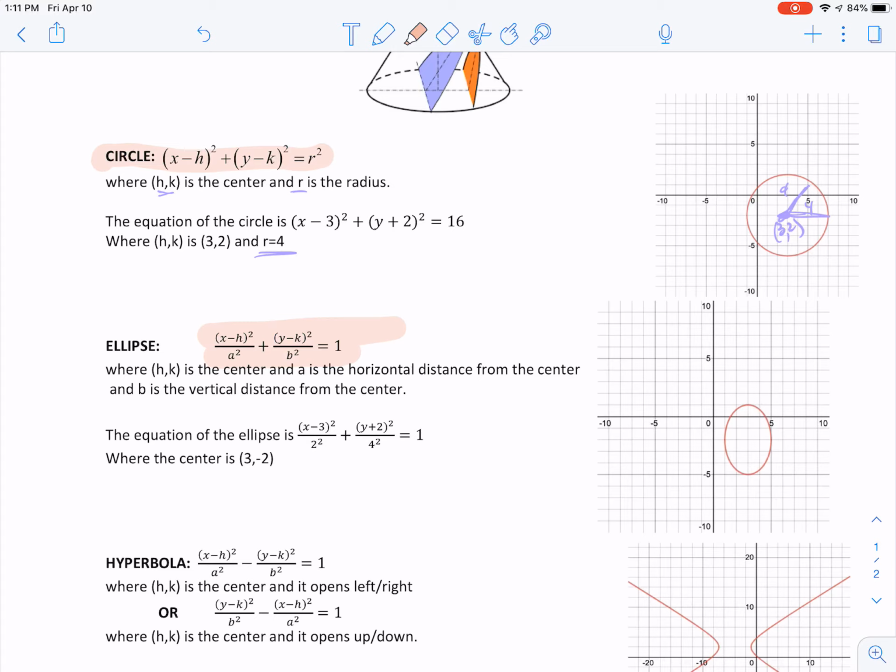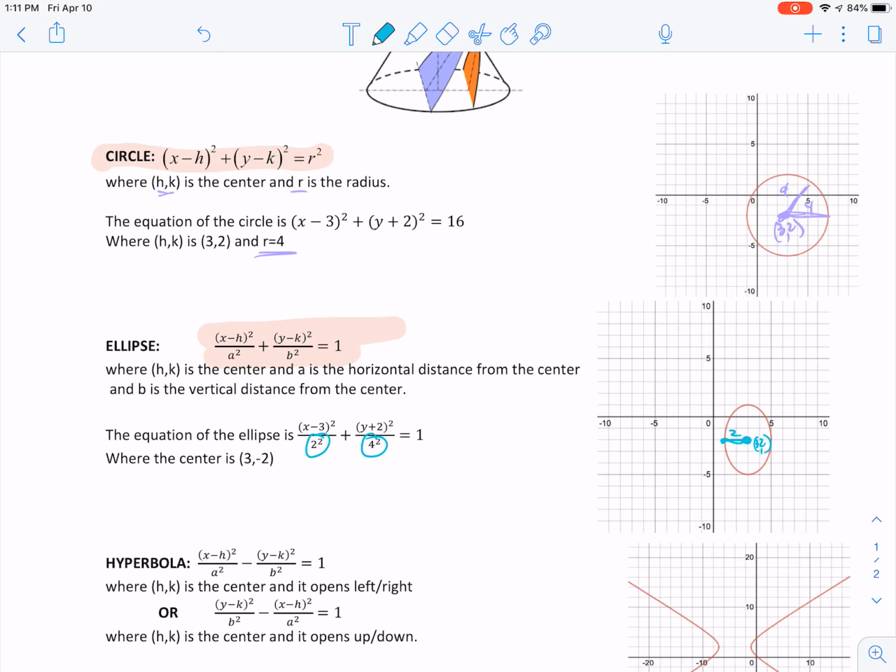So it's a little bit different than the circle. (h, k) is still the center, and a is the distance from the center horizontally, and b is the distance from the center vertically. So if we look here, we still have a center of (3, 2). So over 3 and down 2 is going to be our center. Okay. And then under here we have 2 squared. So that means horizontally I go 2 units, and that's how long that is from the center until I hit the ellipse horizontally.